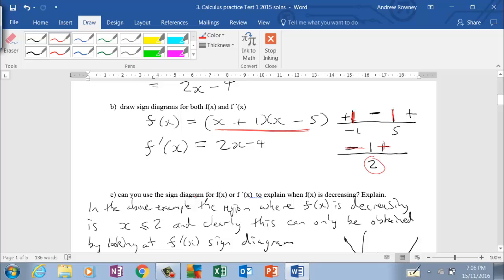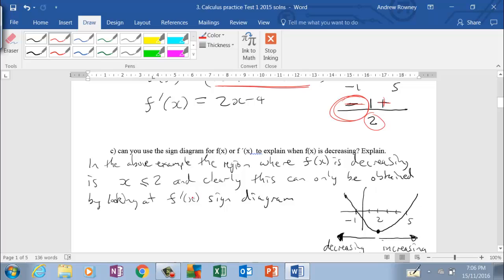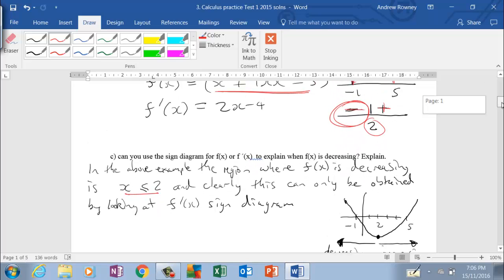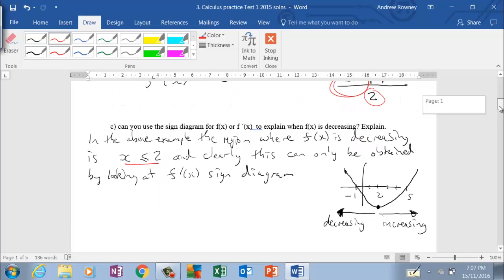Now can you use the sign diagram to explain when f of x is decreasing? Well, f is decreasing when f dash is negative, and f dash is negative in this region here when x is less than 2. So that's what this says here. And that's all we need to do.